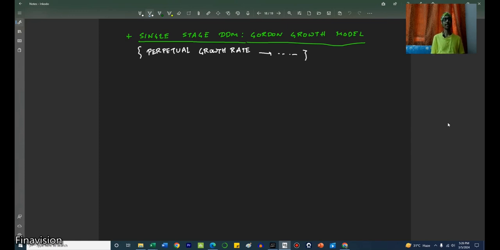Now we have looked at a multi-year holding period and a single year holding period. Now we are going to look at an infinite holding period. So for example, we are going to hold something for perpetuity, and the growth rate of the dividends is going to be constant and perpetual.